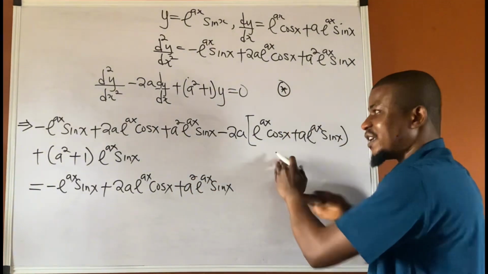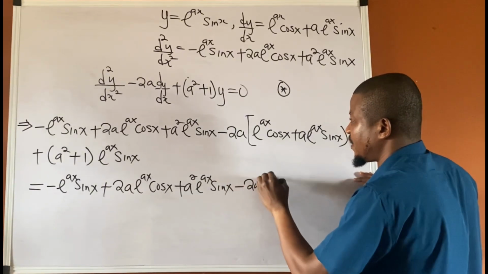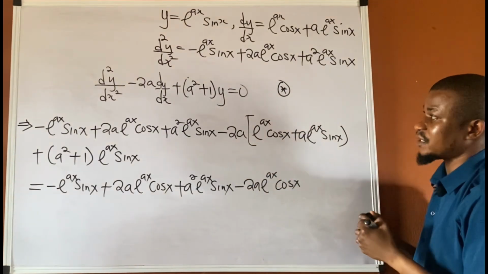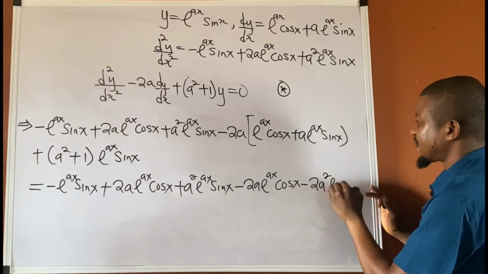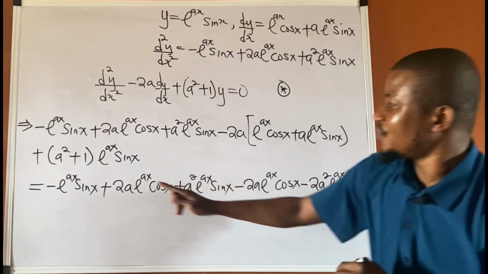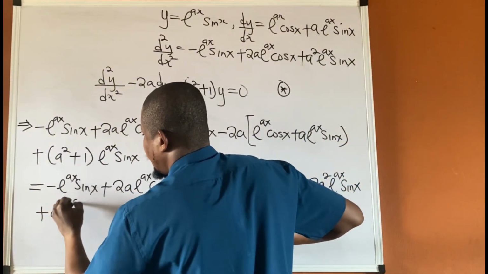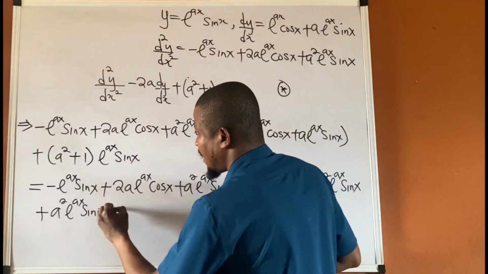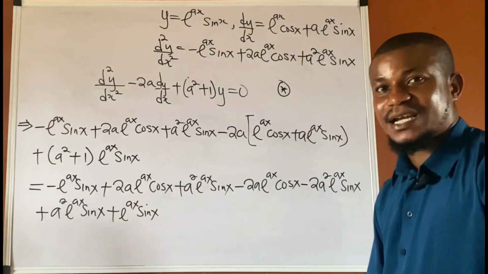Now let's simplify this. It's a long walk, but we will pull it through. So this is minus 2a e^(ax) cos x. This also multiplies through all of this. So this goes into this. We have a negative 2a squared e^(ax) sine x. Okay. Now we also have this term here. This will be a plus. This into this is a squared e^(ax) sine x. Right? And then this goes into this. We'll have e^(ax) sine x.